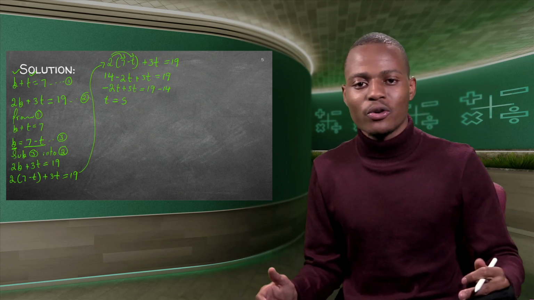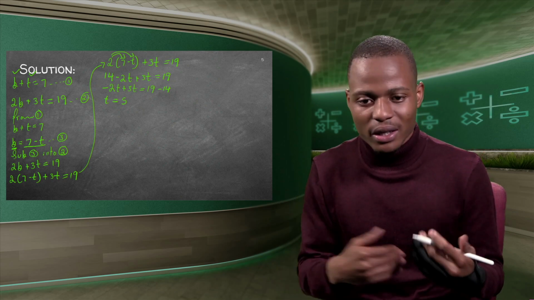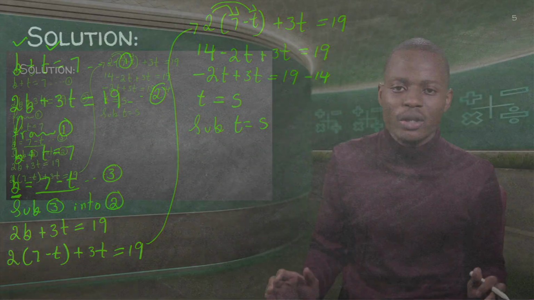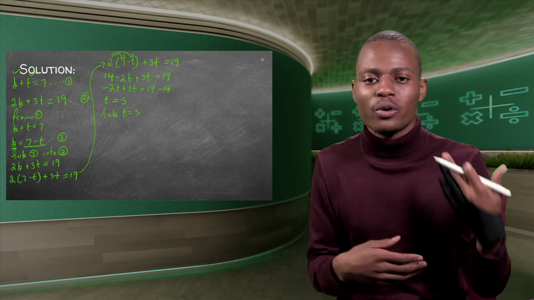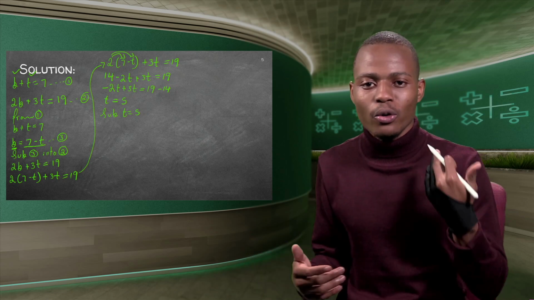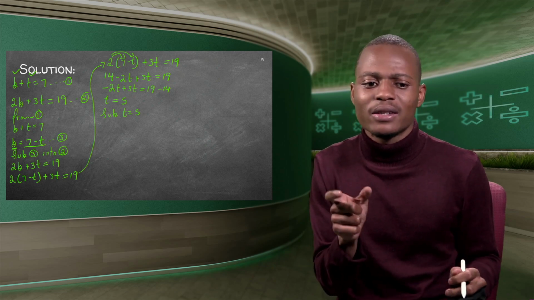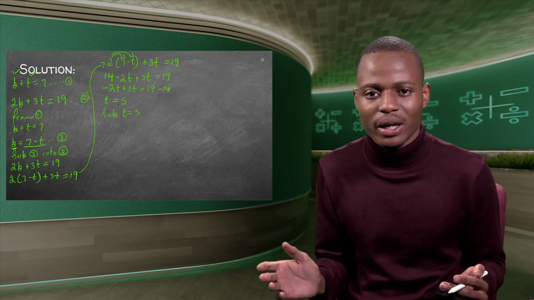But we are not done, because we need to find b also. How many bicycles do we actually have? So this is how we do it. We can now substitute t equals 5 into any of the 3 equations. So remember, equation 3 was created from equation 1, so it's the same thing. And you also have equation 2 there. However, I always suggest that you use equation 3 because you already have b as the subject of the formula there. So you will simply substitute t on the other side and get your answer straightforward.